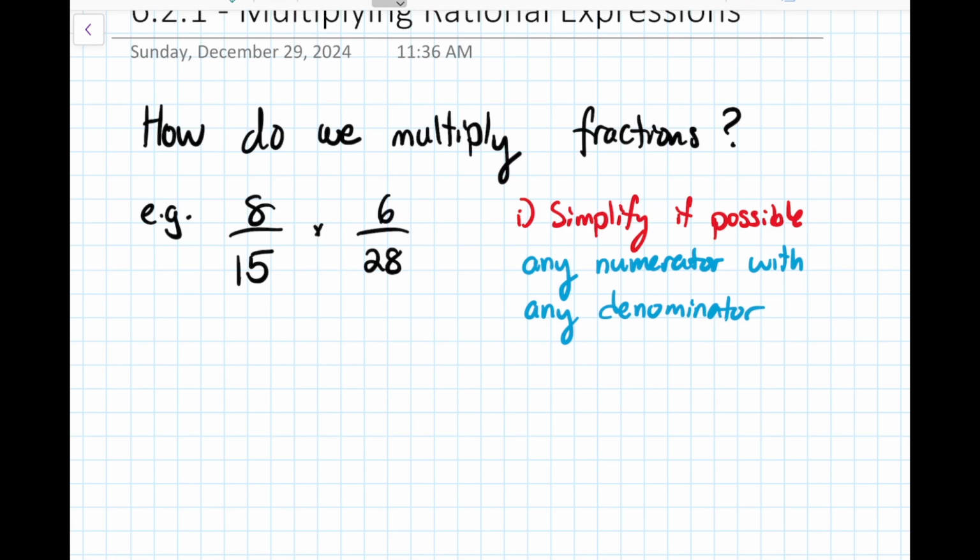So in this case, I can simplify, let's say, the 8 with the 28 by dividing both of them by 4. I can also simplify the 6 with the 15 by dividing both of them by 3. And so once I've done that, I've got 2 over 5 times 2 over 7. I cannot simplify those 2's because they're both in the numerator, right? So it's got to be something on the top with something on the bottom.